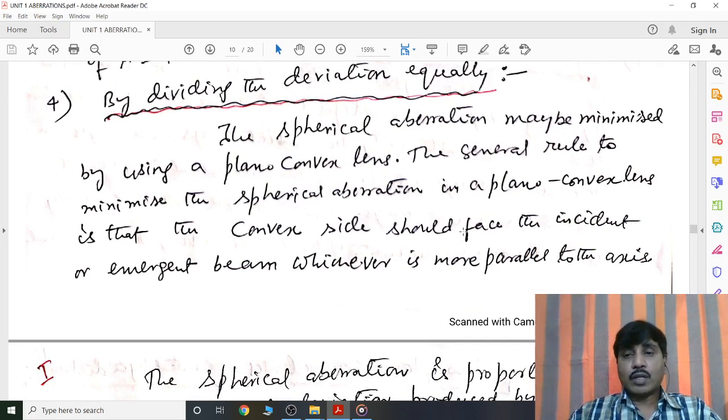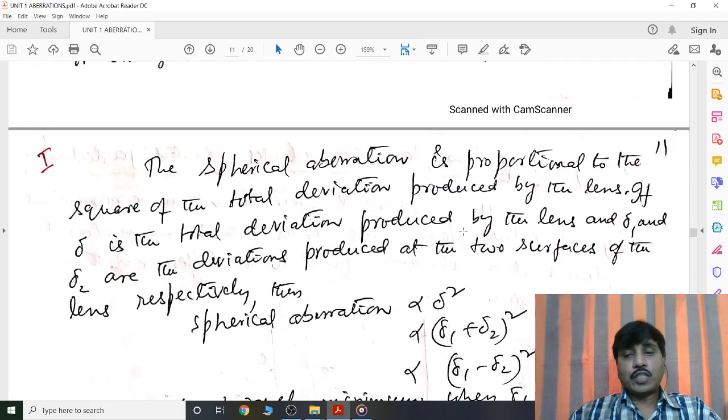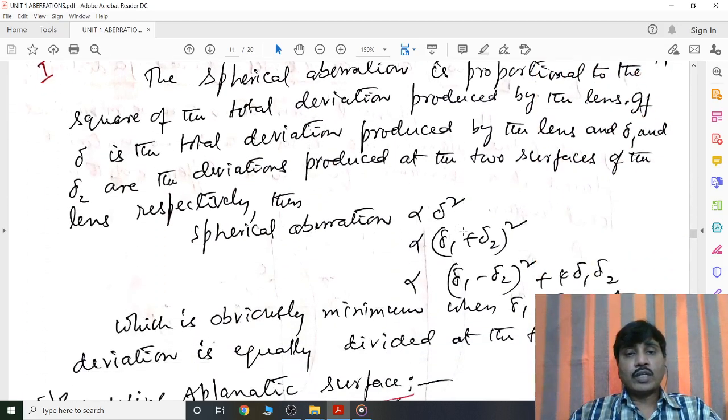The spherical aberration may be minimized by using a plano-convex lens. The general rule to minimize the spherical aberration in a plano-convex lens is that the convex side should face the incident or emergent beam, whichever is more parallel to the axis. The spherical aberration is proportional to the square of the total deviation produced by the lens.